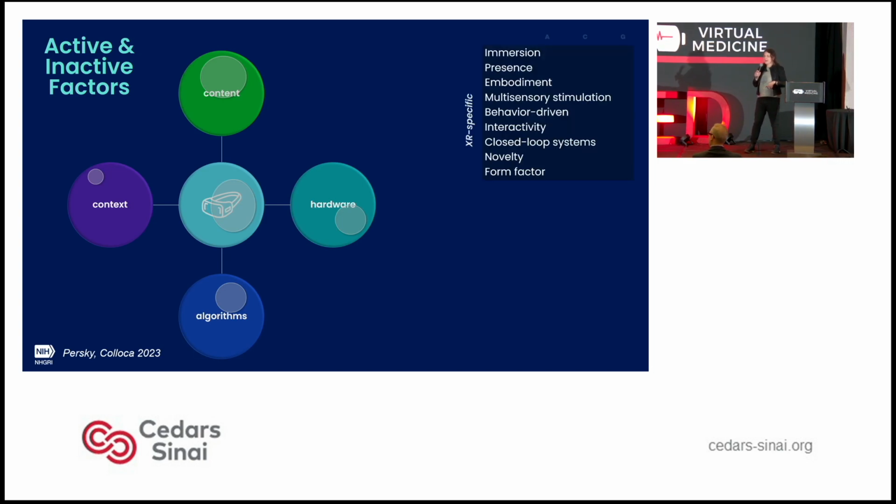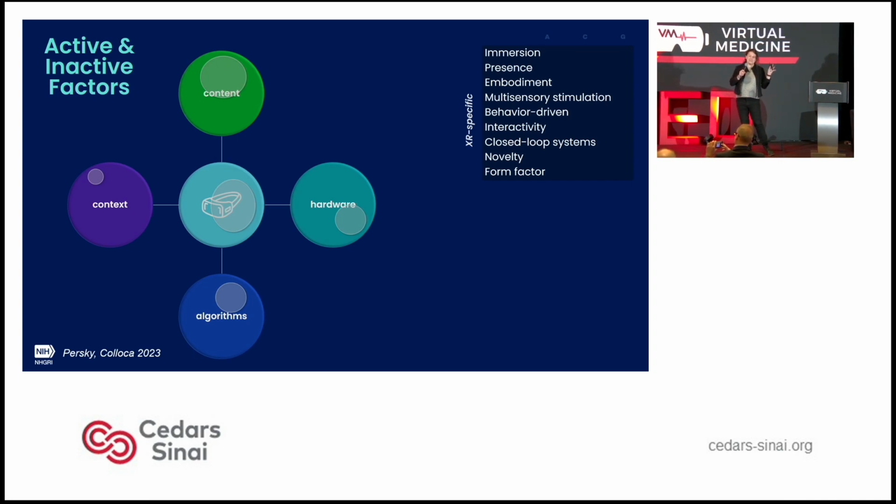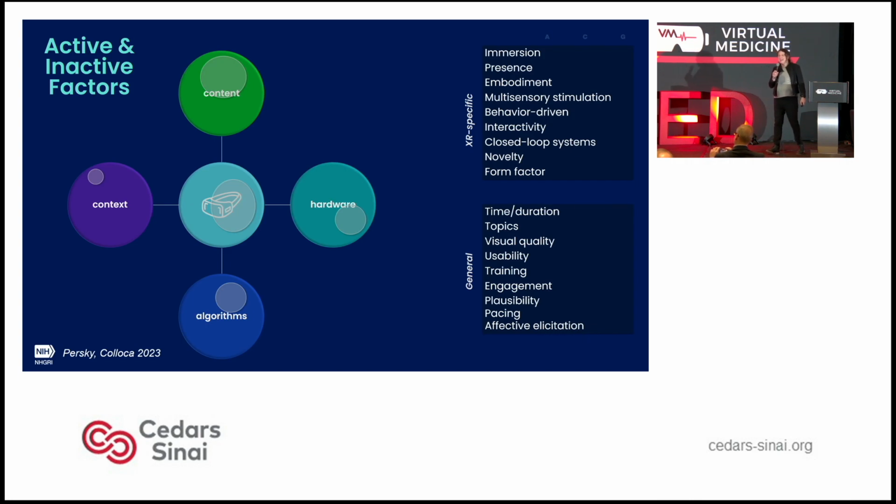And in the paper that I showed you earlier, we came up with a bunch of things that we call XR specific. It doesn't necessarily mean they don't belong elsewhere, but these are things that often are what drive effects in XR interventions. So things like presence, embodiment, the fact that our interaction can be behaviorally driven, closed loop systems, form factor, things like that are really well aligned with XR. But we often forget about all of the rest of the things that go into interventions, whether or not they're XR. And these are all really, really important. And we can't forget about these things just because we're using a novel technology.